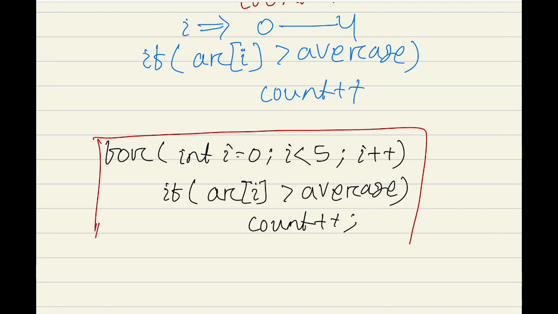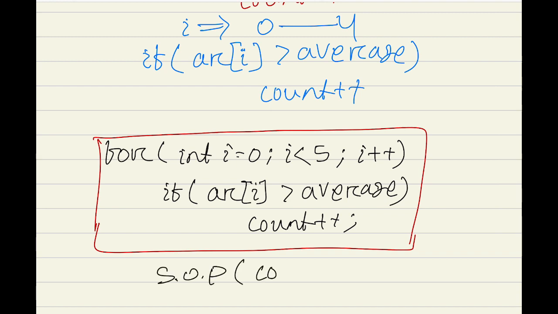So this is the code using the loop to check whether one number is greater than average or not, whether the next number is greater than average or not, or we can say to compare all the elements in the array and find how many of them are greater than the average and display the result. So at the end we can write system.out.println count.